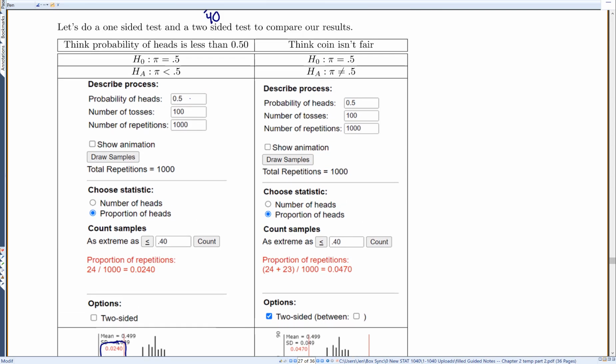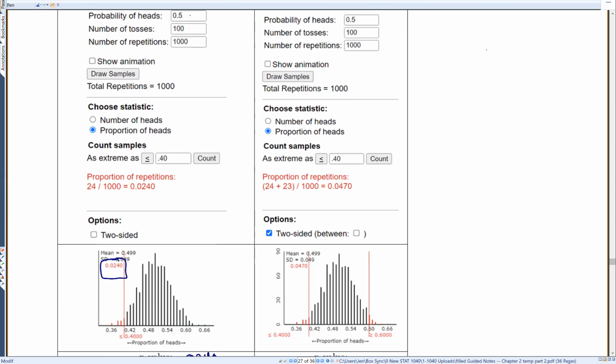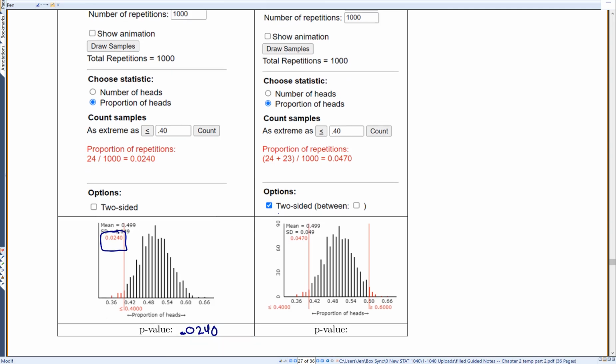But now, if I want to show that it's just not 0.5, I put in everything the same. Now this still says less than or equal to 0.40. I could have greater than or equal to 0.40 because notice there's this option box where all I have to click is two-sided. If I click that two-sided, now notice what happens. It did everything less than 0.4 and everything greater than 0.6. So 0.4 and 0.6 are the same distance from the 0.5 in the middle. It did everything in this tail and everything in this tail. And now let's look at that new p-value. Now it's 0.0470.